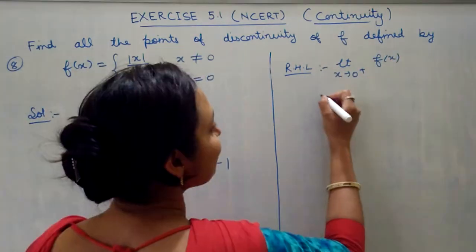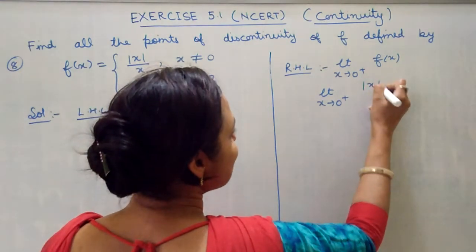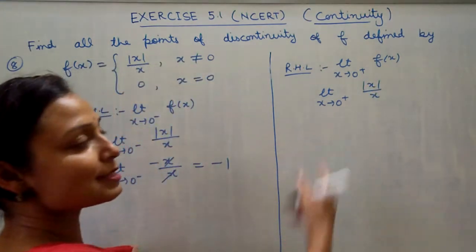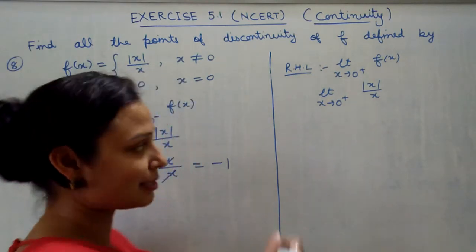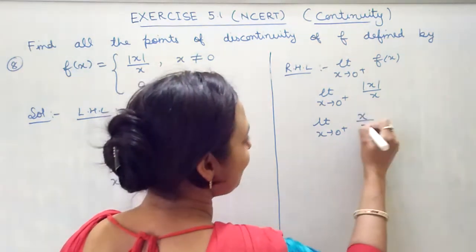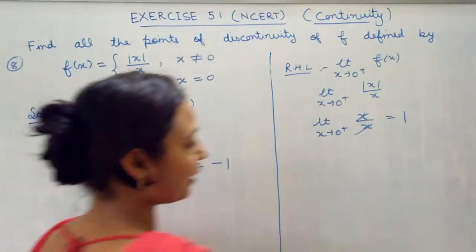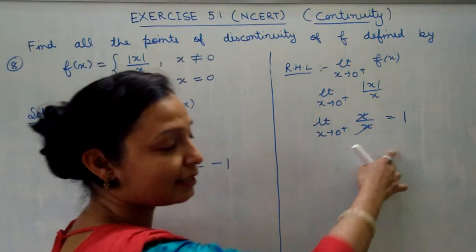For the right hand limit, we take the limit as x approaches 0 positive of f(x), that is mod x upon x. For the positive value, I will take the modulus of x as x. The limit as x approaches 0 positive of x upon x cancels, and we get 1. This is the value of the left hand limit, and this is the value of the right hand limit.